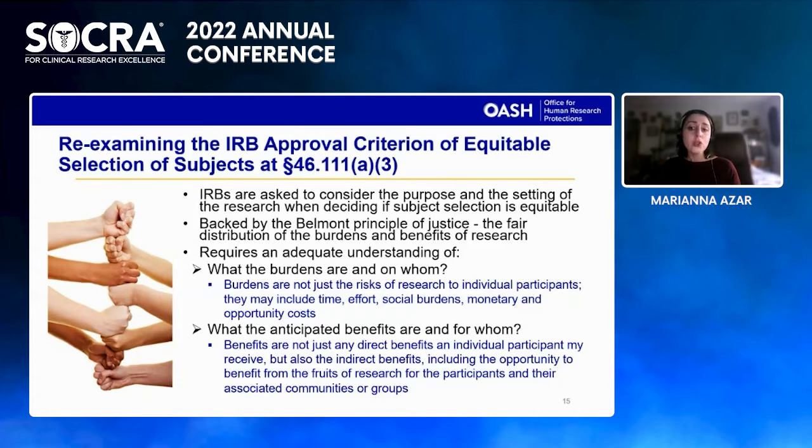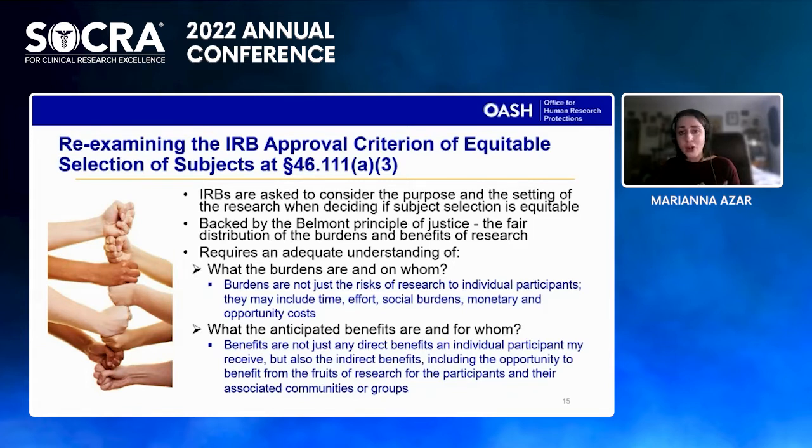Reviewers and investigators should also clearly understand what the burdens of research participation are and on whom those burdens would fall. Likewise, they should understand what the anticipated benefits may be and for whom. Note that burdens are not just the risks of the research to individual participants. Other burdens may arise as a result of the setting and the situation of the prospective research participants, and this also deserves appropriate consideration. Burdens could include time taken away from work, expenses to pay for childcare to attend a study visit, as well as other opportunity costs.